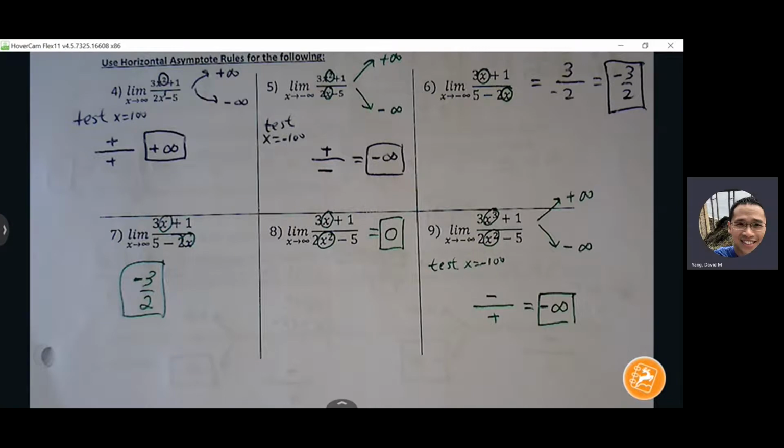Number 9, approaching infinity. We compare degrees. Degree is higher in the numerator. We have 2 options. We're either headed towards positive or negative infinity. We want to go in the direction that we're headed towards, so we can test negative 100. Numerator is negative. Denominator is positive. Negative infinity. Any questions there?